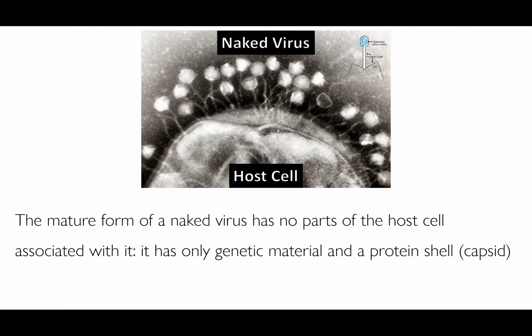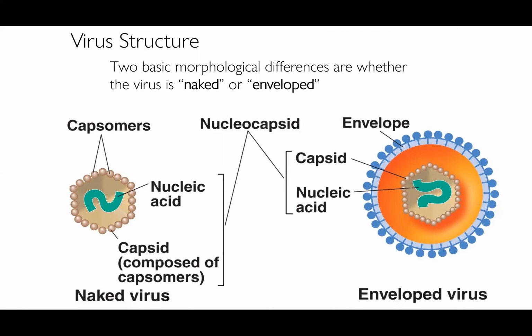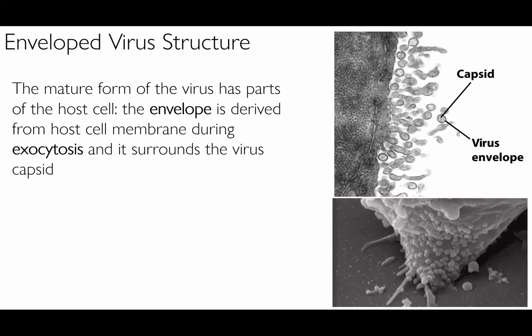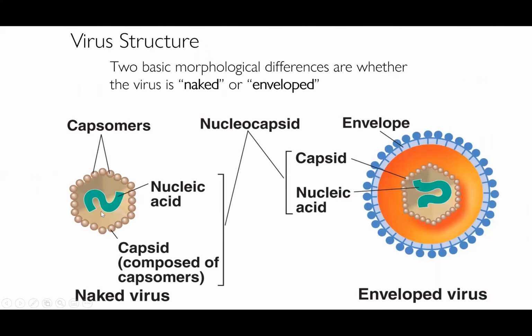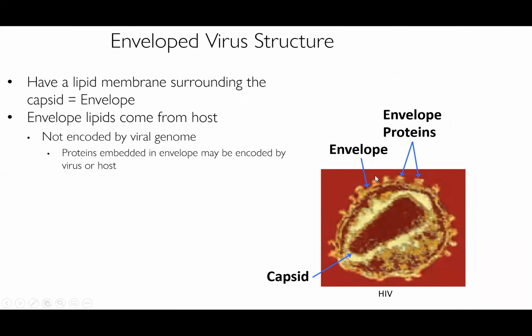The mature form of a naked virus has no parts of the host cell associated with it. It only has genetic material and a protein shell. And an enveloped virus structure is derived. The envelope itself is derived from the host cell membrane during exocytosis. Exocytosis is essentially when the virus breaks out of the host. And essentially, when we're looking at an enveloped virus, this envelope derives from the physical host itself.